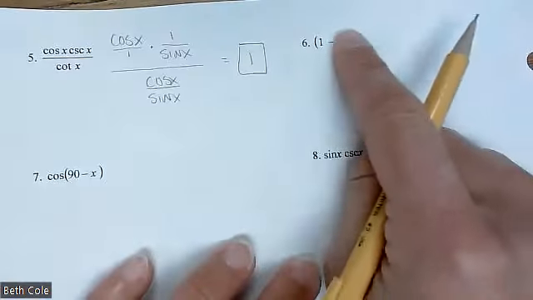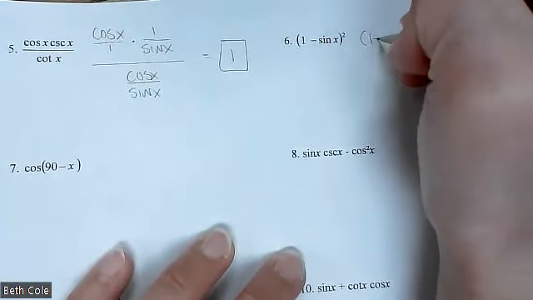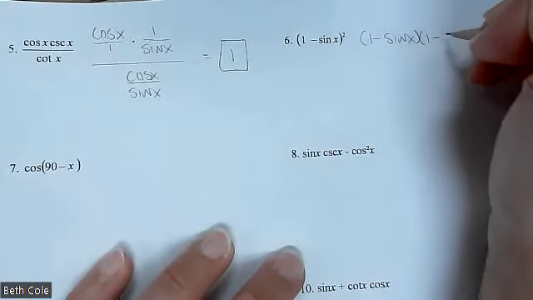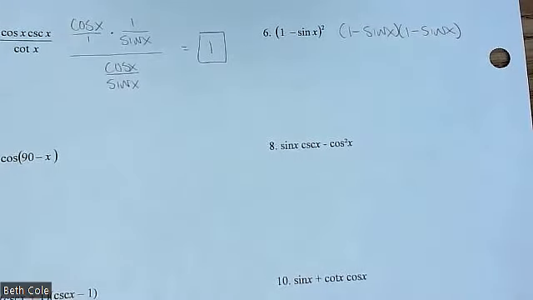All right, when you see the whole thing squared like that, it means you have to write it twice. It's a twin. So yes, that's a little bit of writing, but you'll be okay.